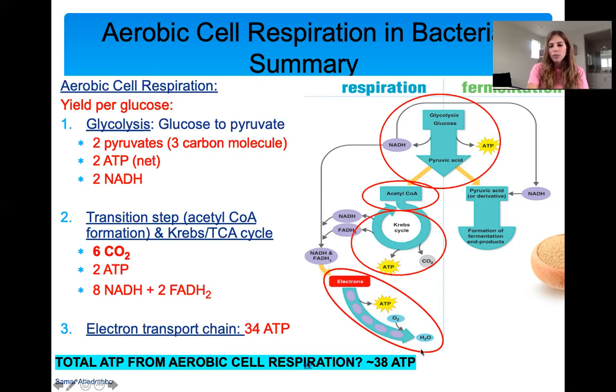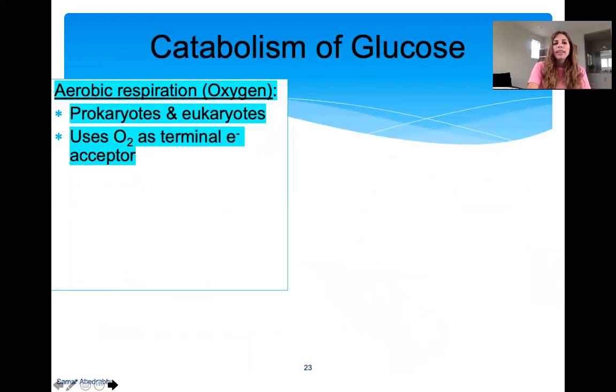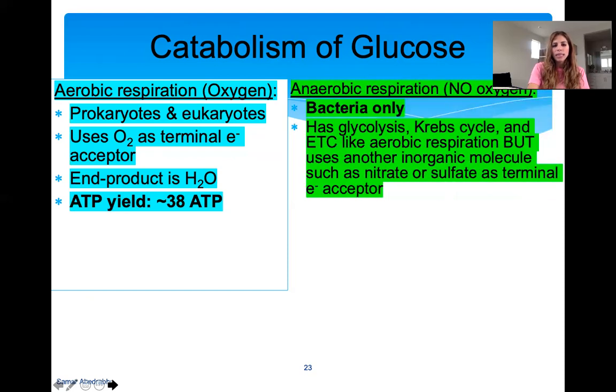And in aerobic cell respiration, oxygen is the final electron acceptor. In anaerobic respiration, it's an inorganic molecule, so something that's not O2. So here, let's do a summary last. Aerobic cell respiration uses oxygen as the terminal electron acceptor, and the end product is water. You get about 38 ATP in aerobic cell respiration. Anaerobic respiration is only done by bacteria. So humans, we cannot do anaerobic respiration.